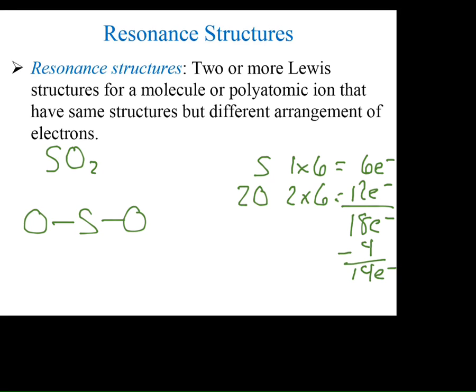Okay. Now, step 4 said, take the extra ones you got left and start giving them out as lone pairs on the outside atoms first until you get an octet. So, how many more electrons does each oxygen on the outside need? Right now they each have 2, so they each need 6 more. So 1, 2, 3, 4, 5, 6. 1, 2, 3, 4, 5, 6.